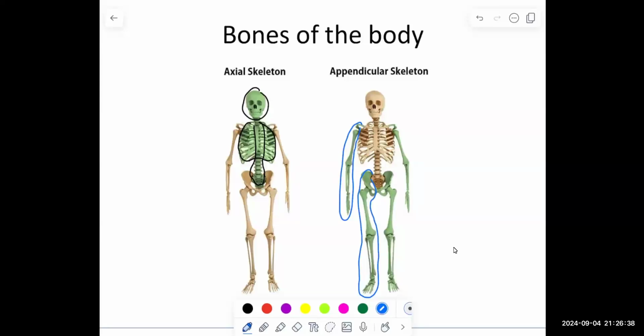How many bones in the human body as an adult? 206, and some people have more. What's that? In the skull. We don't have real time to go over that, but some people develop more in the skull.